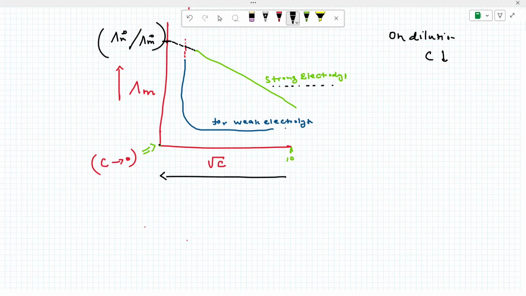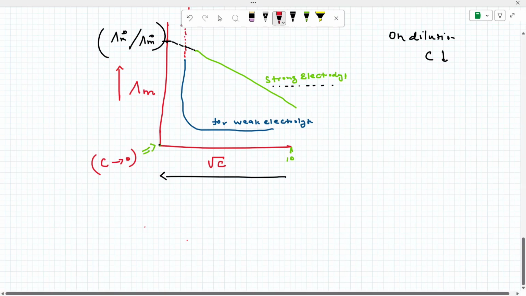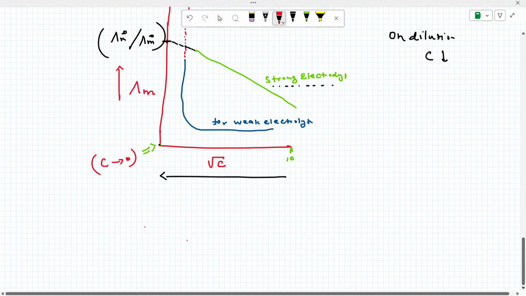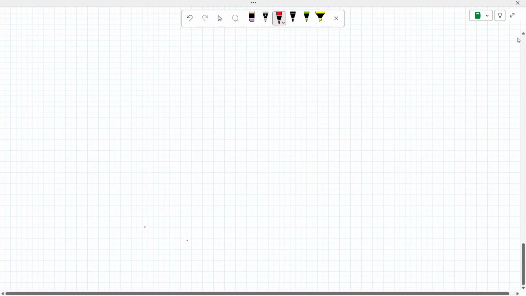But in the case of the weak electrolyte, if we extrapolate this line, it does not touch, it keeps going. So for the weak electrolyte, we cannot find out the limiting molar conductance using that graphical method. Okay, so we go with the indirect method. That is called Kohlrausch's law. Okay? By this statement please note the point.